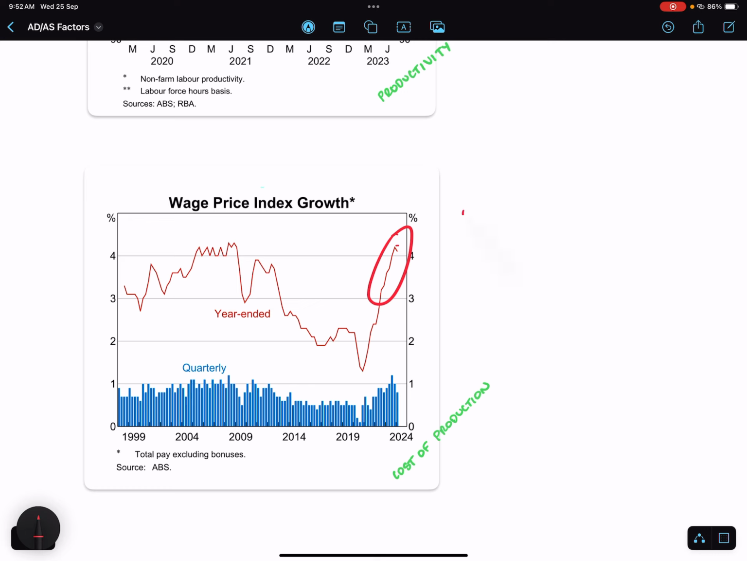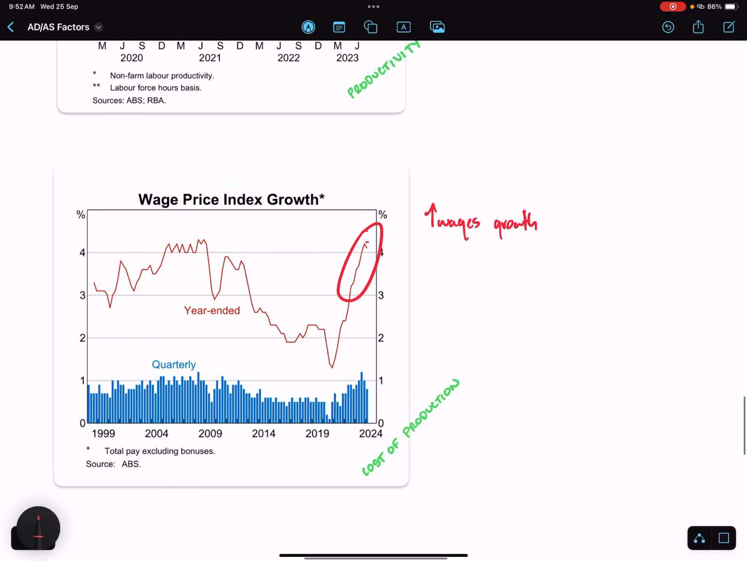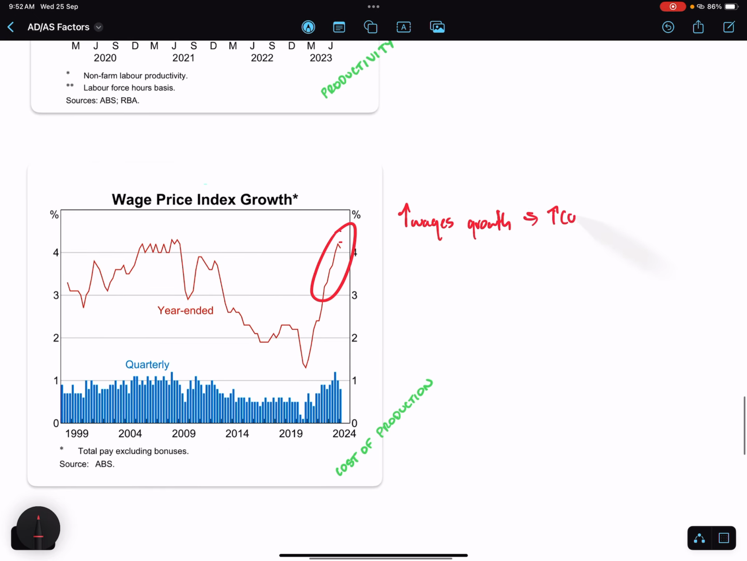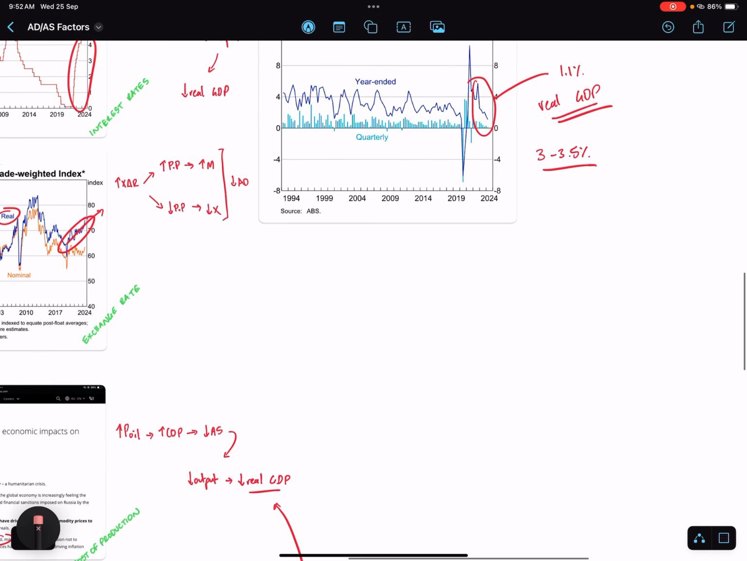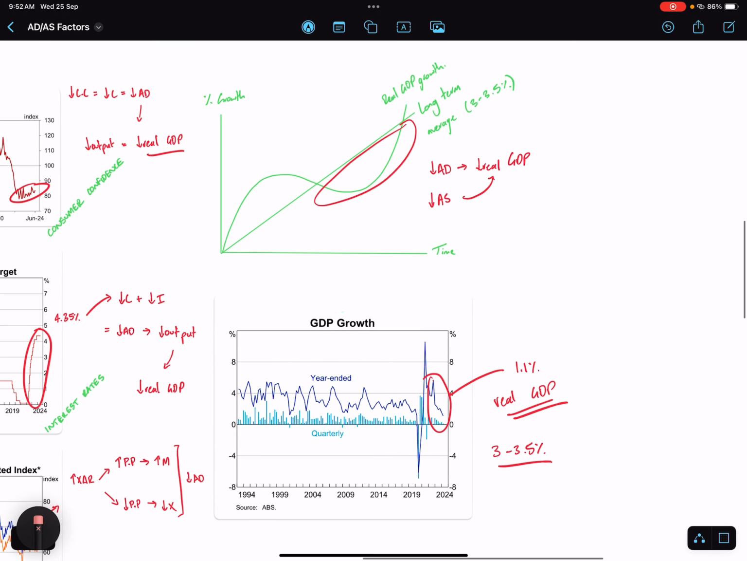And so once again, an increase in wages growth is going to lead to an increase in the cost of production. Where we have that increased cost of production, we have that decrease in AS. And once we're at a decrease in AS, we can then argue for a decrease in output and a decrease in real GDP, which once again lends itself to the phase of the business cycle that we're currently in, as per where we started in this video.